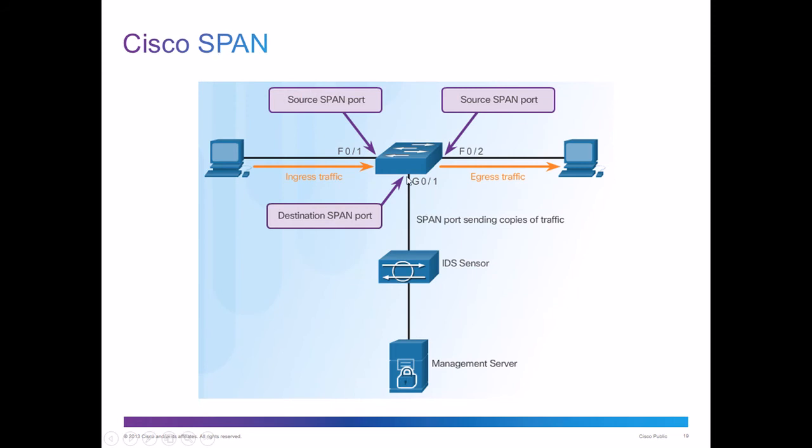The SPAN ports, the switched port analyzers. You can set up the Fast Ethernet as the ingress. This is going to be the egress, but also this is going to be the destination port. So these two ports are going to be source SPAN ports, because when they send in data, a copy of it will be sent to the destination port, Gi0/1 in this case. That's where this IDS sensor is going to be set up.